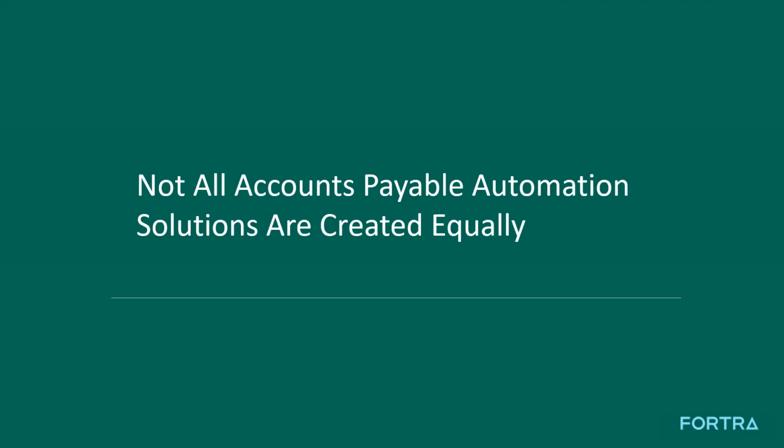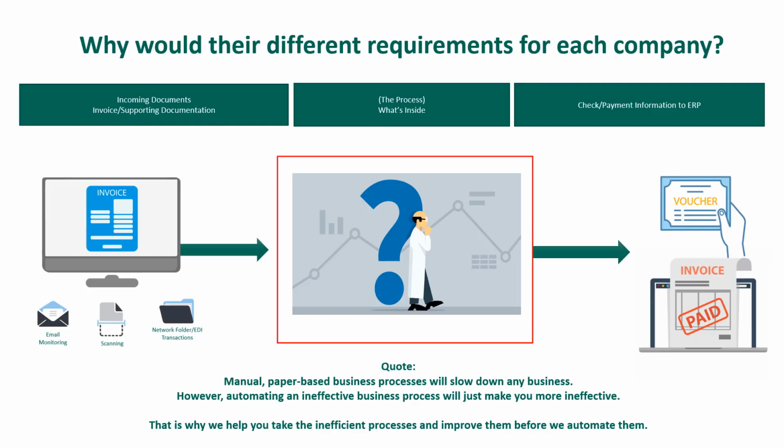But now getting into that main topic, sorry, of not all accounts payable automation solutions are created equally. The first thing you may be asking yourself is, isn't AP automation the same for everyone? Isn't AP just AP? Why would there be different requirements for each company, right? All AP processes can technically be broken down into 3 parts, with the first part and the last part being the common factors in the process, right?